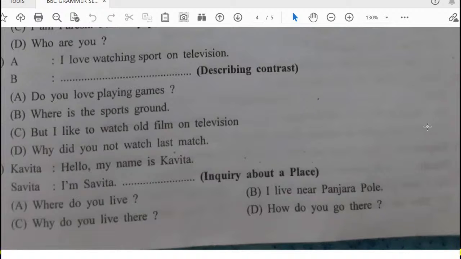Do you love playing games? Option B, where is the sports ground? Option C, but I like to watch all the films on television. And D, why did you not watch the last match? See the dialogue. I love watching sport on television.